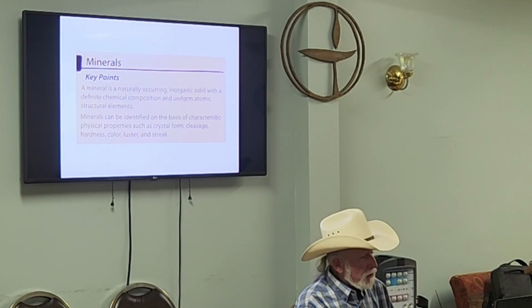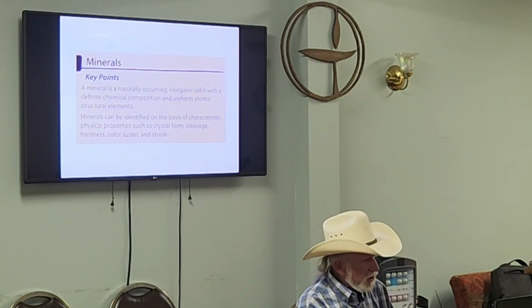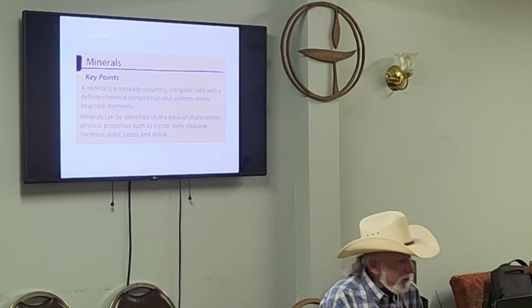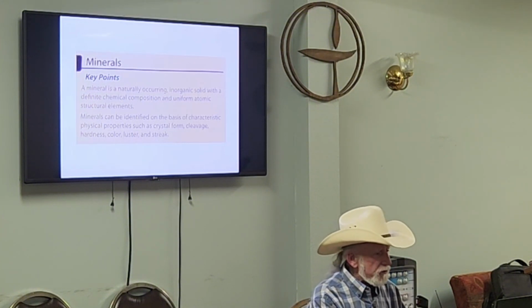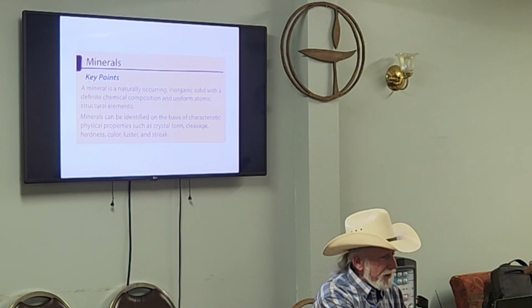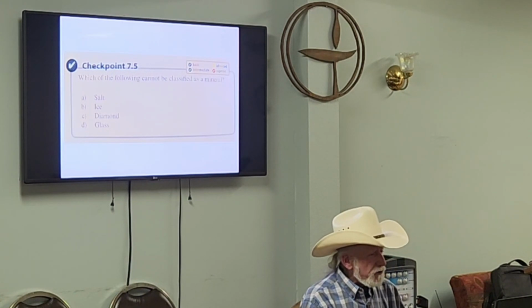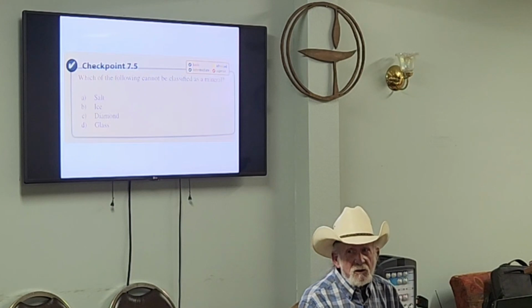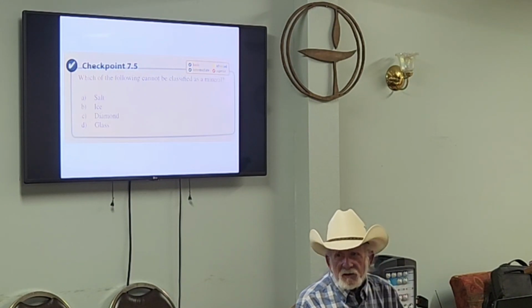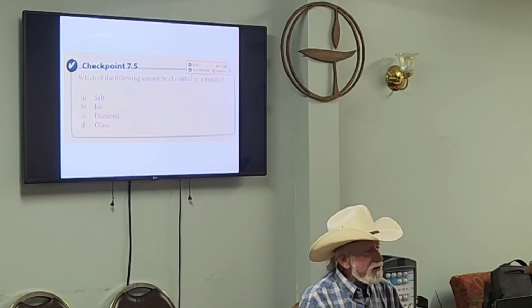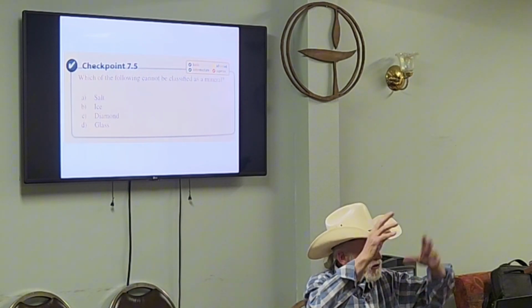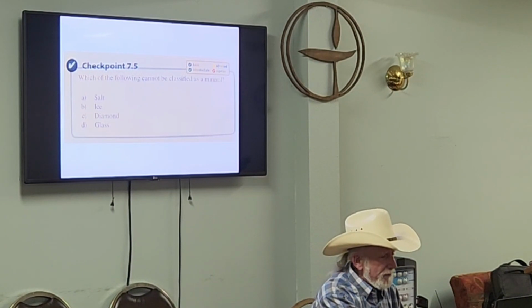Okay, key point. A mineral is a naturally occurring inorganic solid with a definite chemical composition and uniform atomic structural elements. So this added a little more to it. Minerals can be identified on the basis of those characteristics, physical properties. By the book. Question. Which of the following cannot be classified as a mineral? Glass. Glass has no structure, all right? It's amorphous. The atoms don't attach, they're just frozen in space.